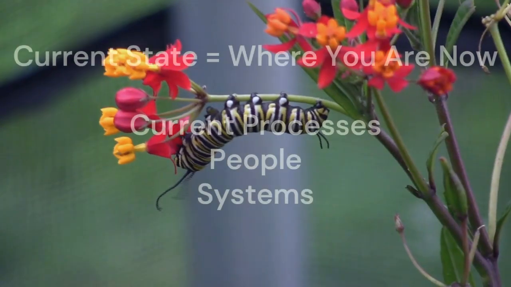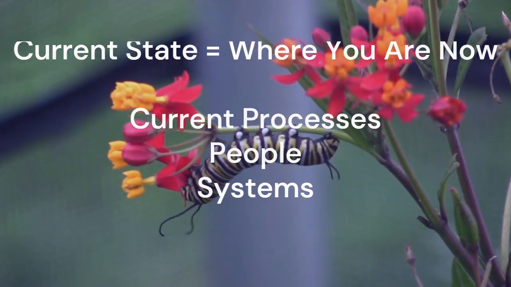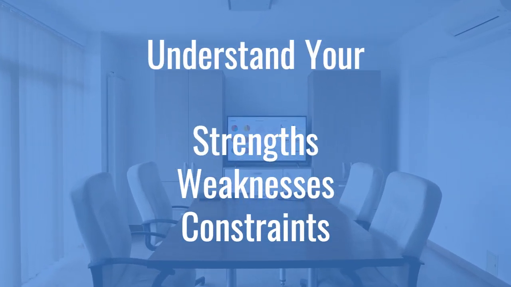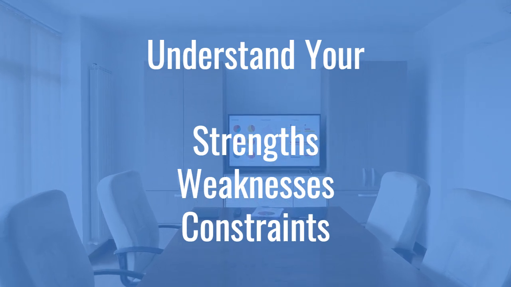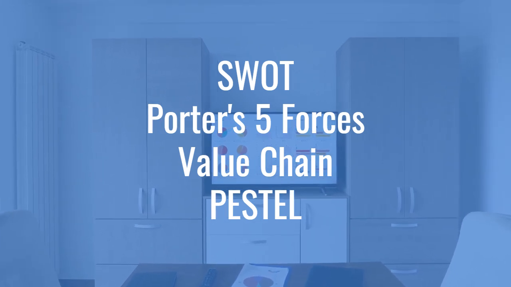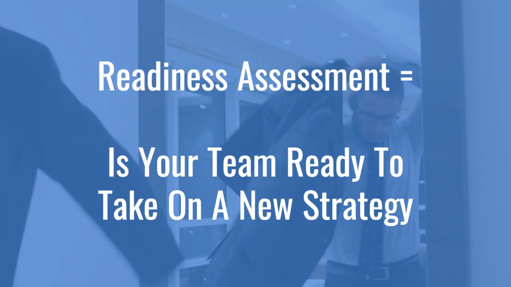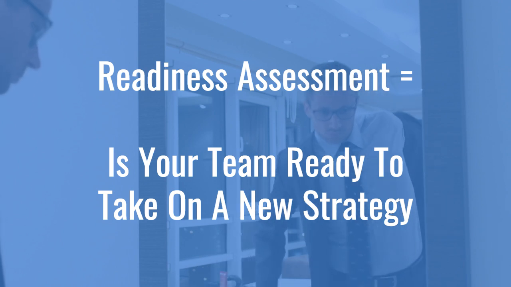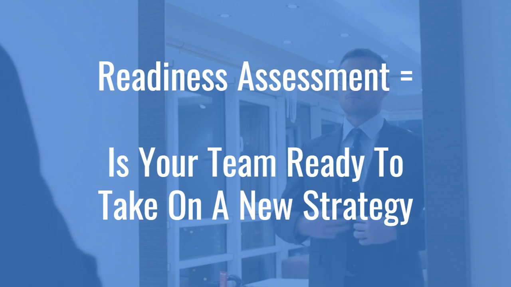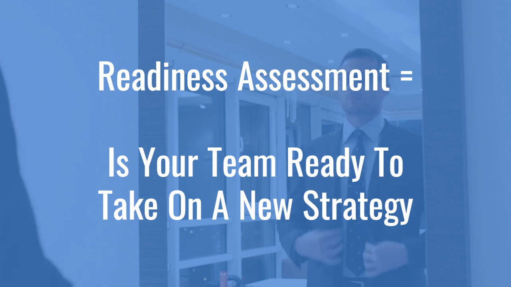All right, so now that we understand where we want to go, we need to understand where we are. And this is called understanding the current state. So before mapping your journey, you need to know where you're starting. Assessing your current state helps you identify strengths, weaknesses, and constraints. You might use common business tools such as a SWOT analysis or Porter's 5 forces. Understanding your current state also helps you understand and develop a readiness assessment for change. Is your team even going to be ready to embark on a new strategy, or do you have a lot of prep work to do? That's why understanding your current state is so important, so that when you identify initiatives and other objectives, you know where your starting point is.